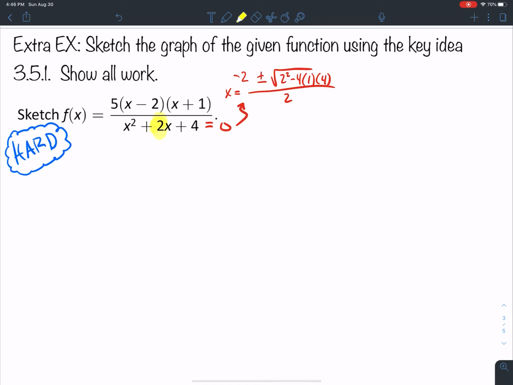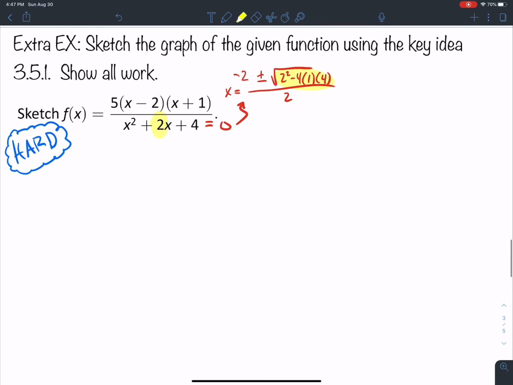Negative b plus or minus the square root of b squared minus 4ac. So that's where the 1 and the 4 come from. And then all divided by 2a. And the a here is 1, the b is 2, and the c is 4. If you work through this, inside the radical you're going to get 4 minus 16, which is the square root of negative 12.